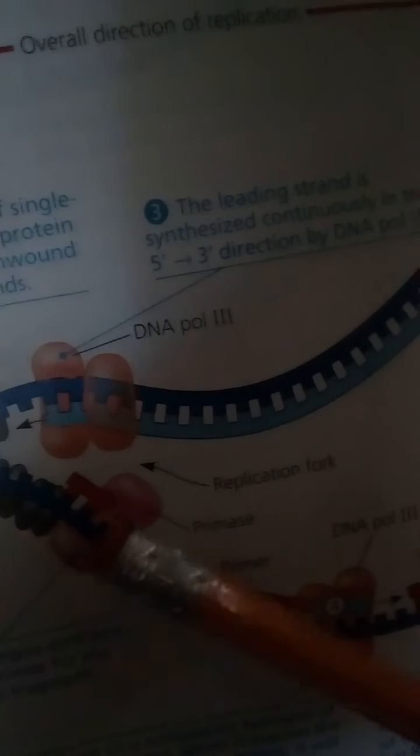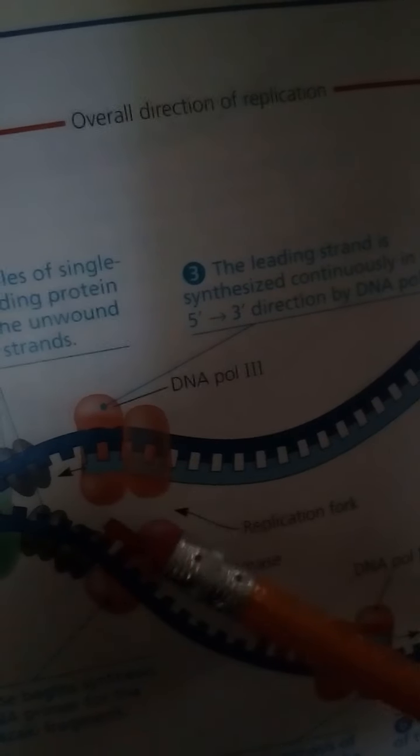Here, primase begins synthesis of the RNA primer for the fifth Okazaki fragment. And in this step, DNA polymerase III is completing synthesis of the fourth fragment. When it reaches the RNA primer on the third fragment, it will dissociate, move to the replication fork, and add DNA nucleotides to the 3 end of the fifth fragment primer.